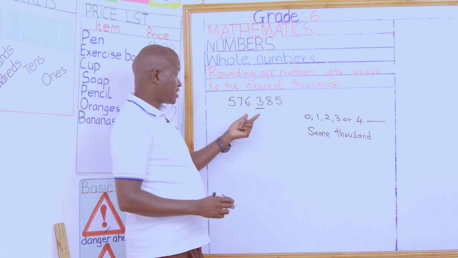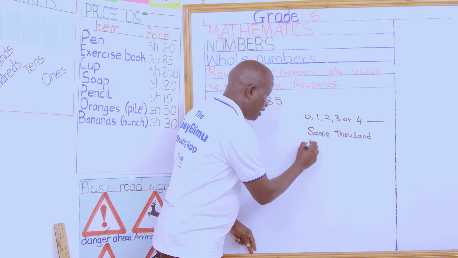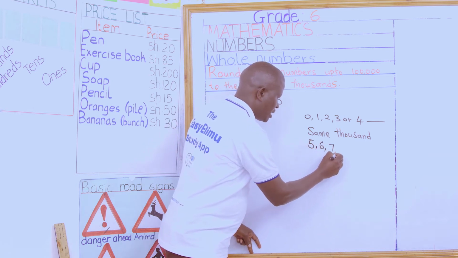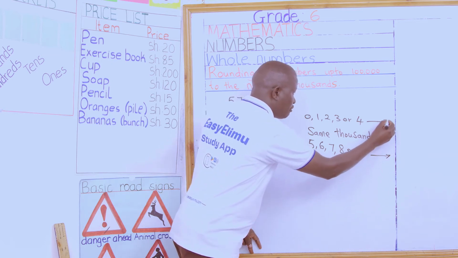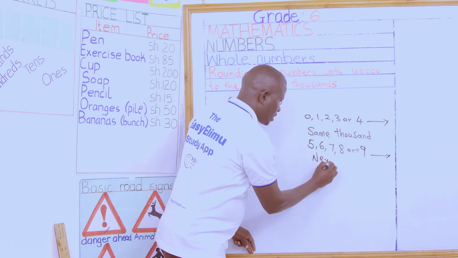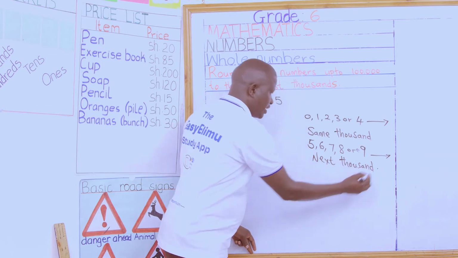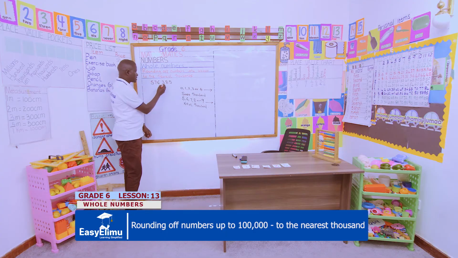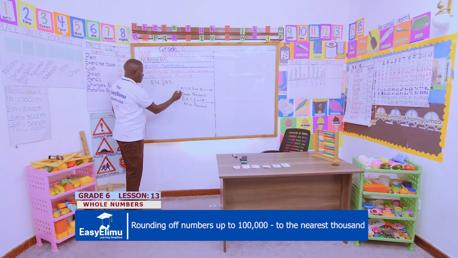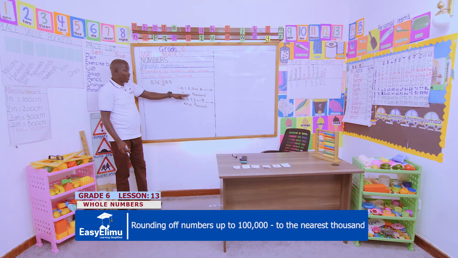But if the digit in the hundreds place value is either 5, 6, 7, 8, or 9, we round it off to the next thousand. In our case, our digit is below 5 because it is in the first category. This was category 1 and category 2. Because it is in the first category, we round it off to the same thousand.